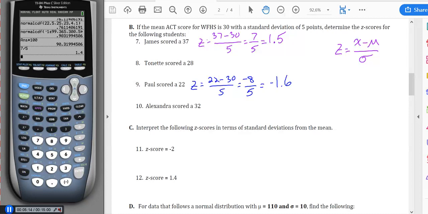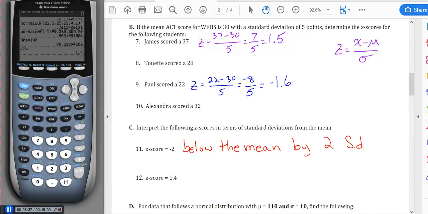Now to do number 11, we're going to interpret the following z-score in terms of standard deviation from the mean. So if I'm at -2, I'm actually below the mean. By how much? Well, by 2 standard deviations. Let me abbreviate SD for standard deviation. Now, before we move on, I need to make a quick correction. I calculated out 1.4 for my answer for number 7, but wrote down 1.5. So I did all that work and didn't write down the correct answer. I was not being careful enough.